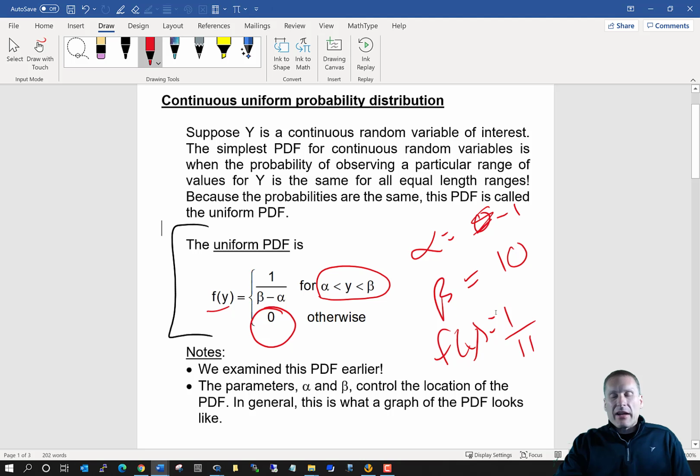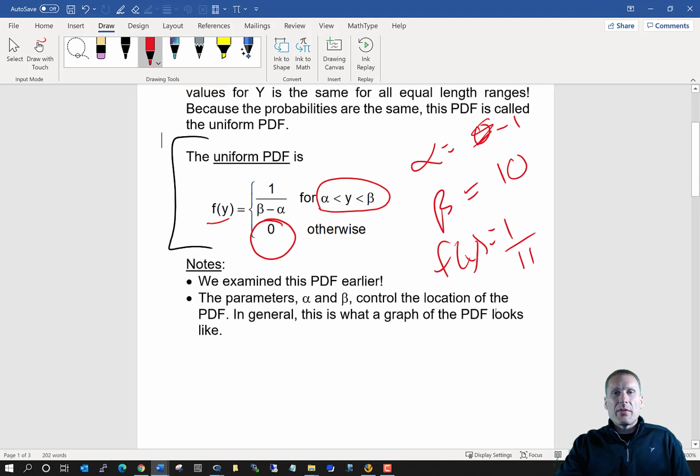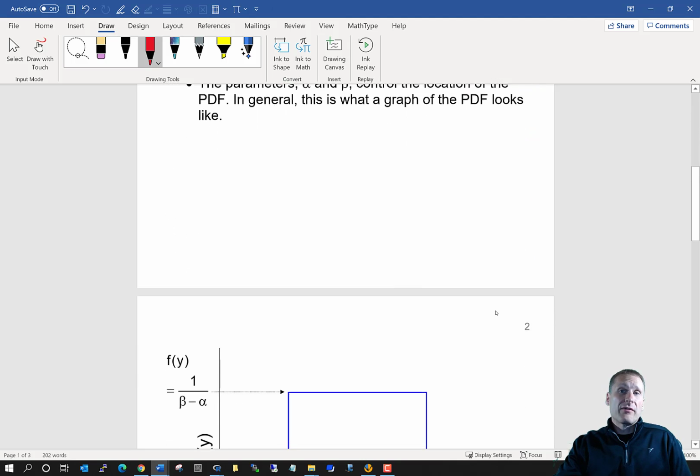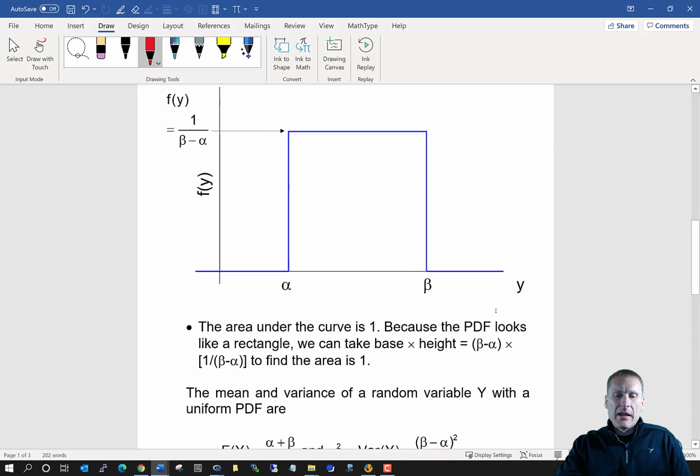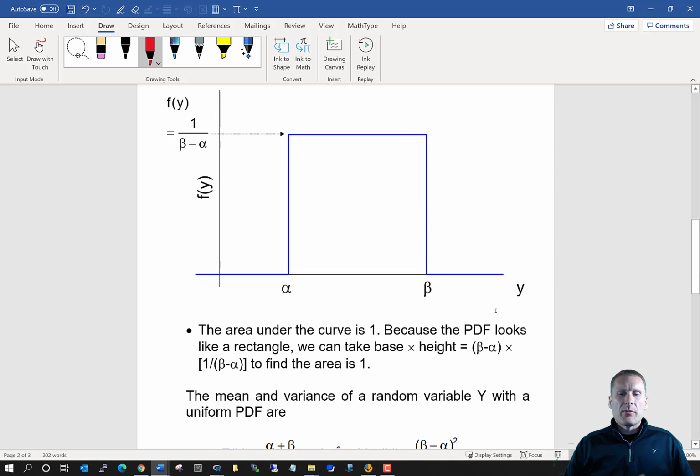And in fact, we've actually seen this kind of a PDF before, but for specific values of alpha and beta. Here in general is what this PDF will look like. Again, the height of the curve between alpha and beta is 1 over beta minus alpha. The area underneath the curve is equal to 1. And how do you find that? Well, you could use integration, but more simply, you could find the area of a rectangle, base times height, to show that.